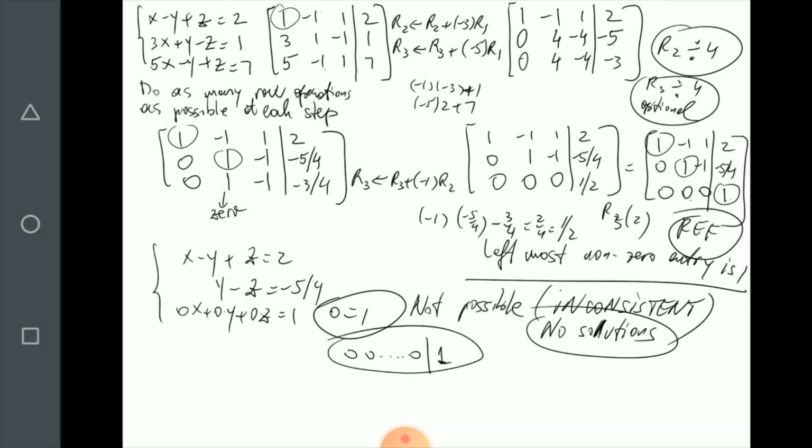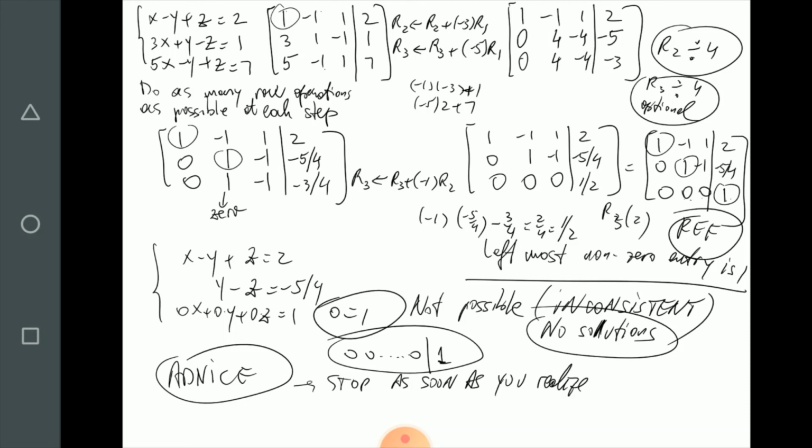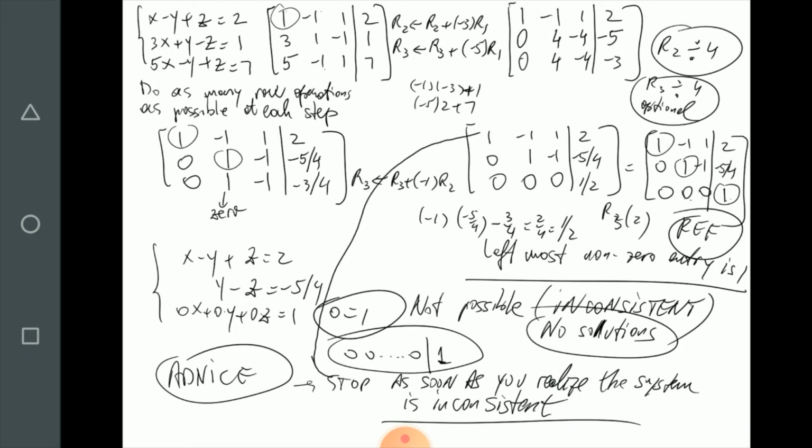Now, here's the last important advice that I want to make. Stop as soon as you realize the system is inconsistent. The whole point is not to waste time. The whole point is to be efficient. And if we go all the way back, I'm going to make a mess here on the page, but that's the whole point of actually doing this on paper.